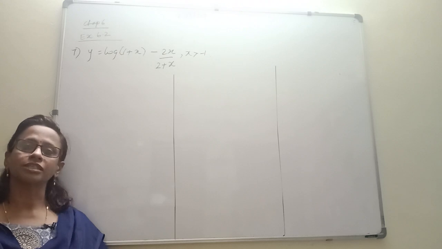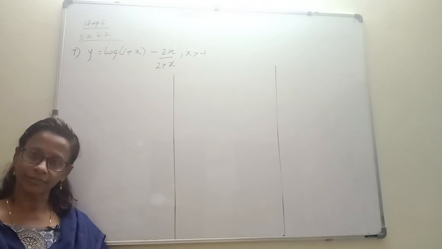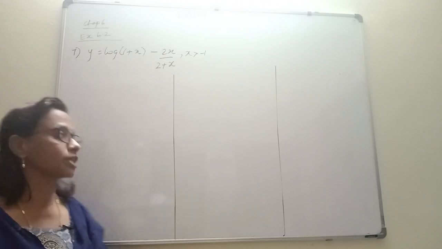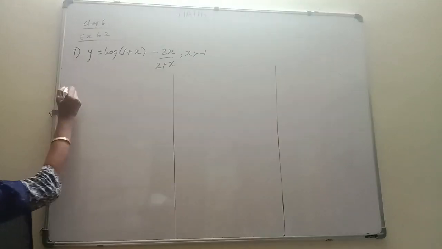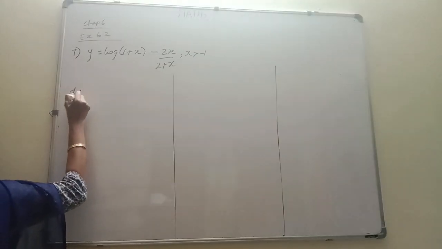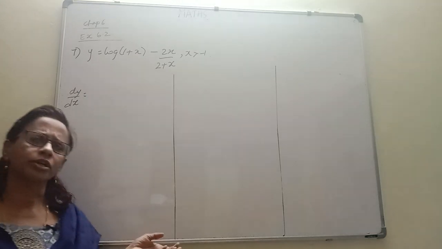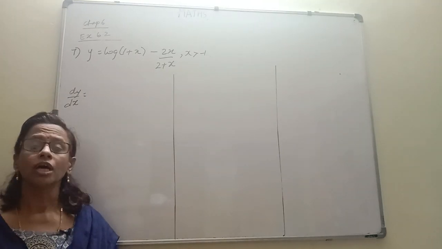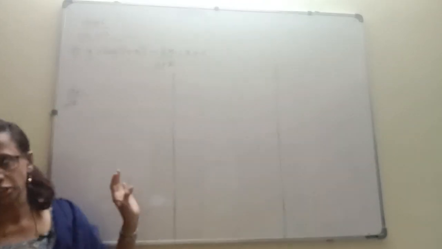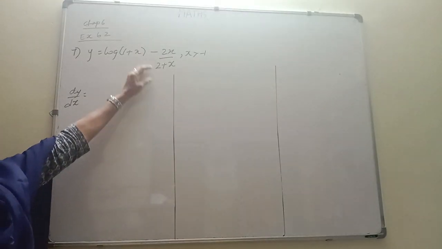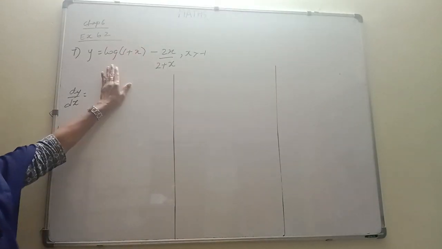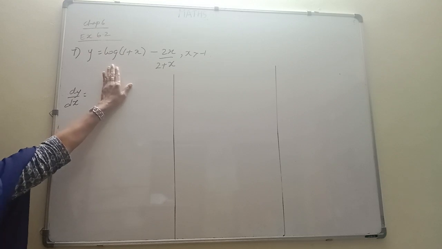For the given function, let's find dy by dx. Let's find the derivative, and that's how we're going to proceed. The y is given to us, so let's find the derivative dy by dx. Unlike earlier, when all this time we were doing polynomial functions, which were quite easy, here it's a combination of two functions. This is a rational function, and this is a logarithmic function. So we have to get the derivatives.